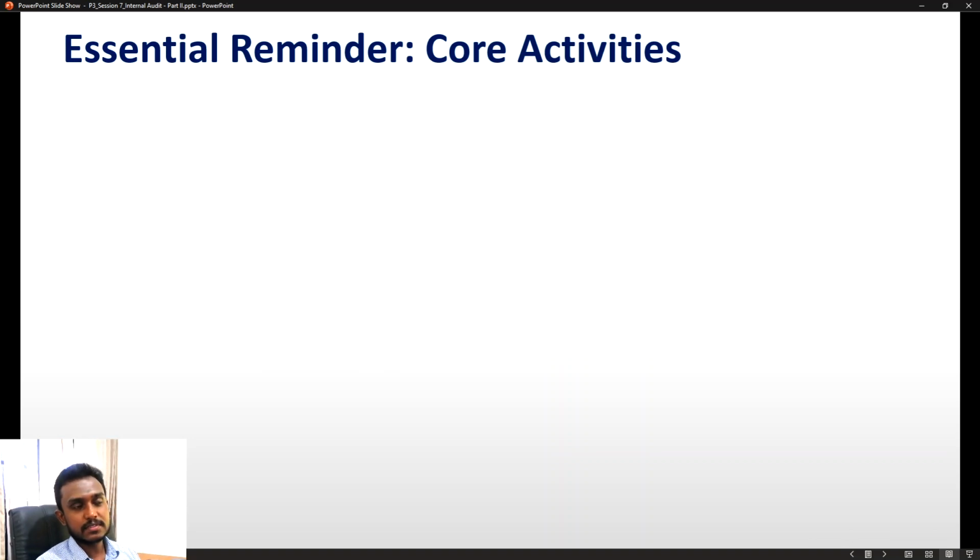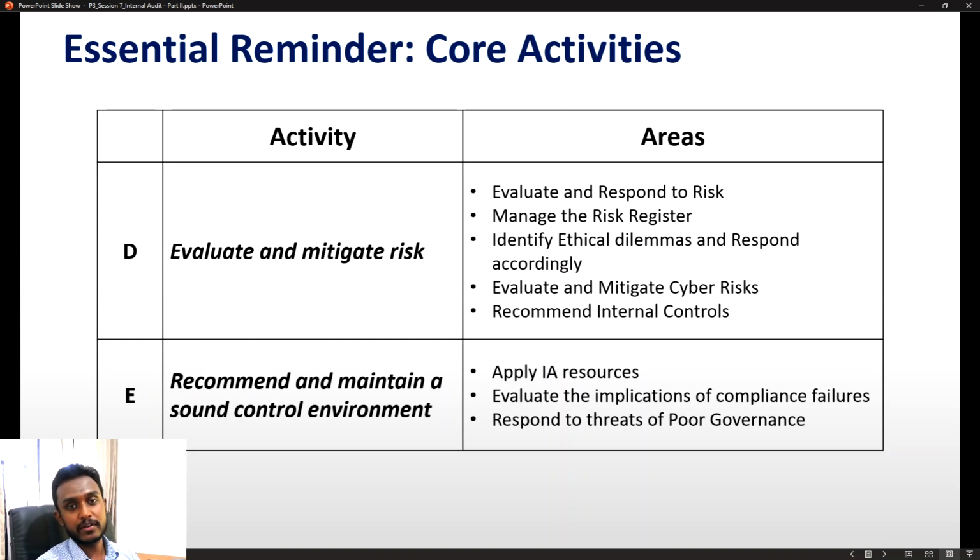A quick snapshot of the core activities here to remind you, because they are very important as I continue to remind you. P3 relates to core activity D and E, which are evaluating and mitigating risk, and recommending and maintaining a sound control environment, respectively. Specifically, in this segment, we will learn about applying IA resources, part of which was covered in part 1 of segment 7, while you're also going to learn the evaluation skill of the implications of compliance failures.